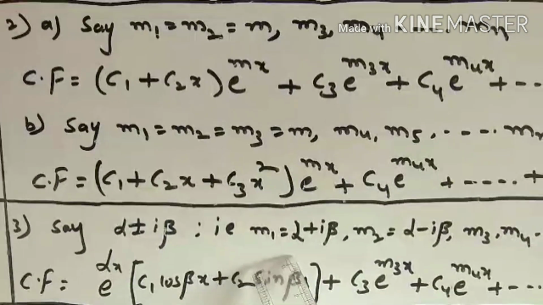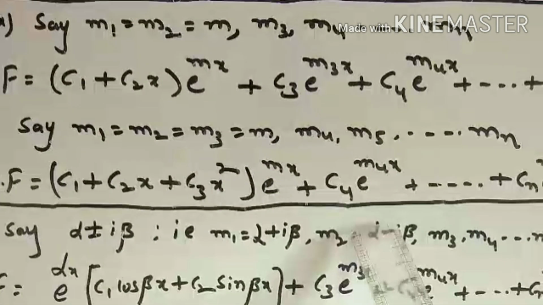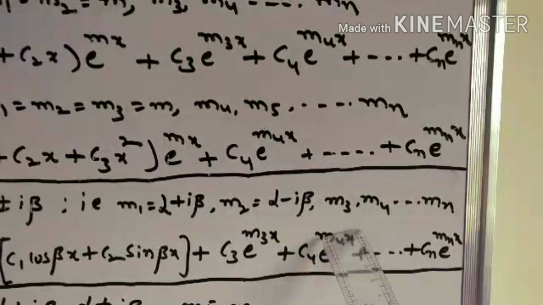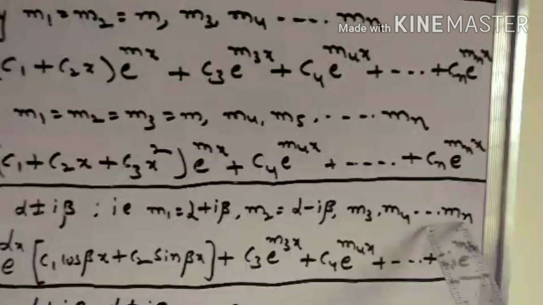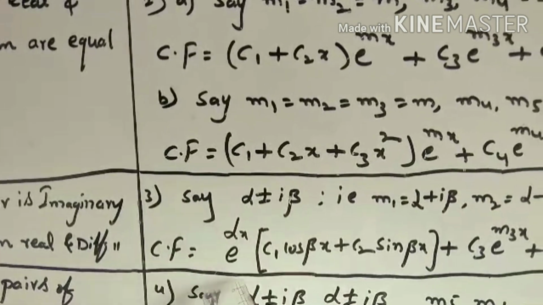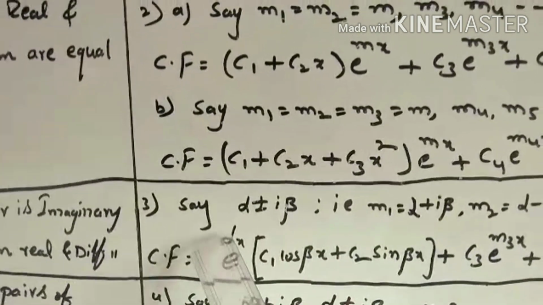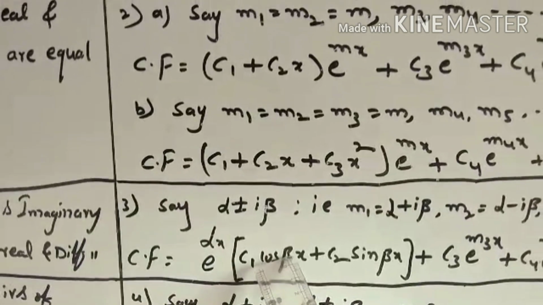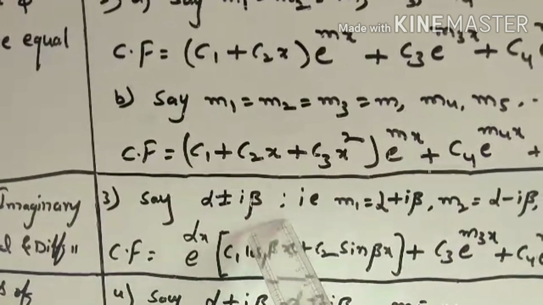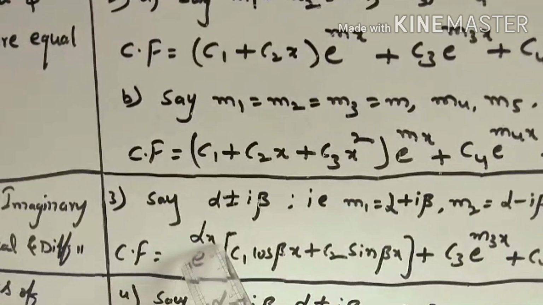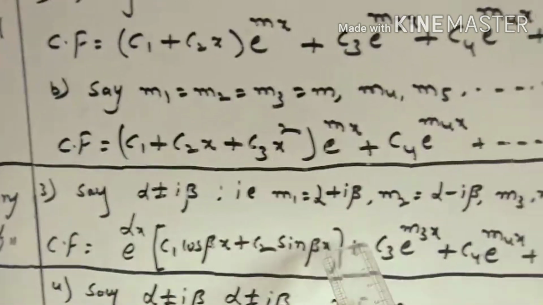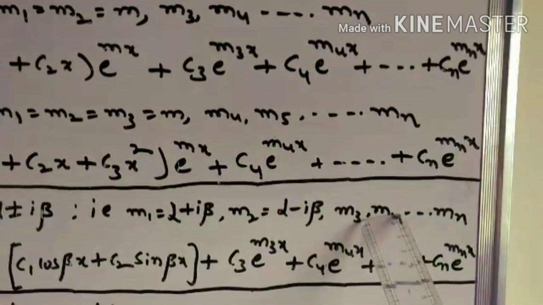So that means m1 is equal to alpha plus I beta, m2 is equal to alpha minus I beta, and remaining roots are real and different, that is m3, m4, like this, so on, mn. Then what is a complementary function? If the roots are imaginary, then the complementary function is e to the power of alpha x into c1 cos beta x plus c2 sin beta x, plus, and remaining are real and different.